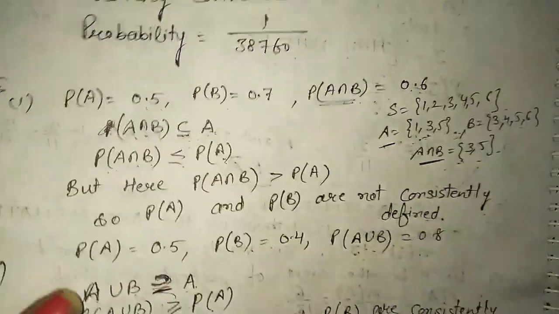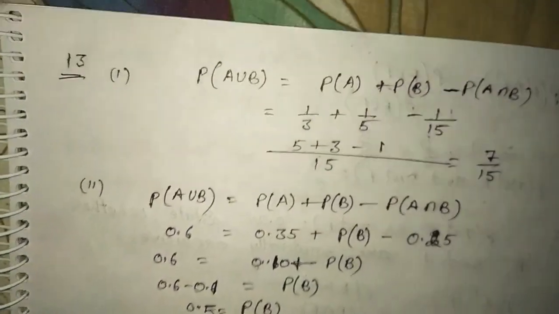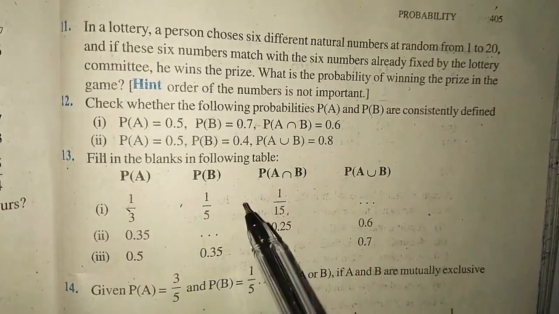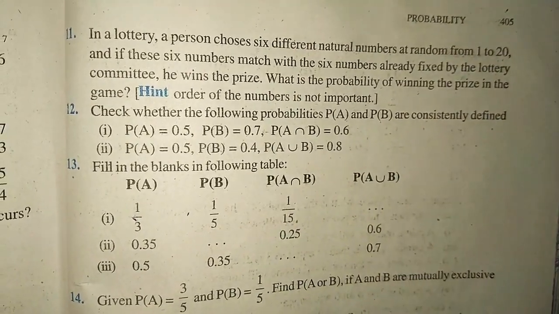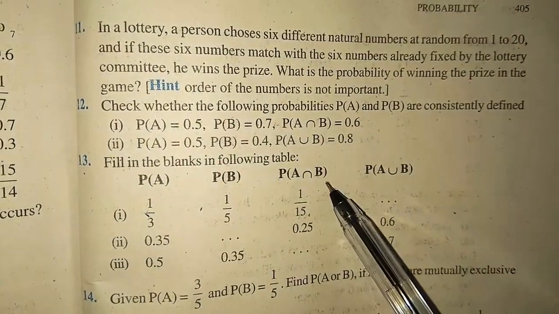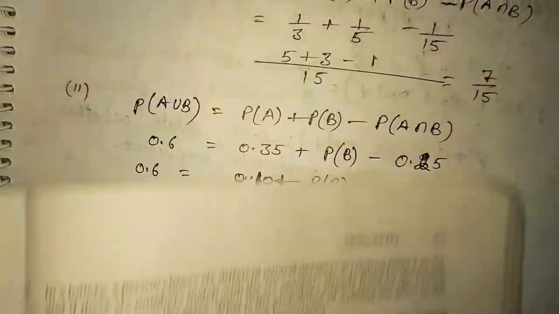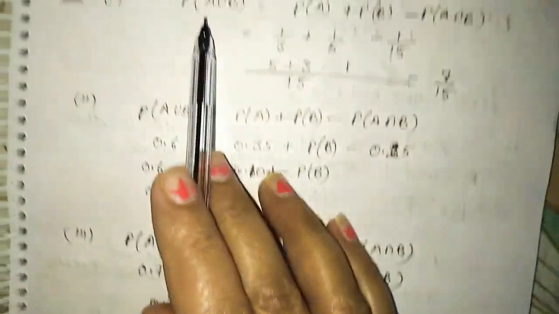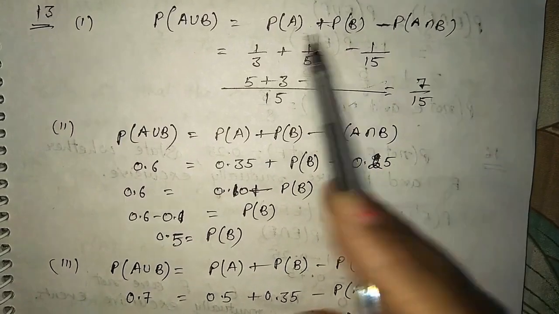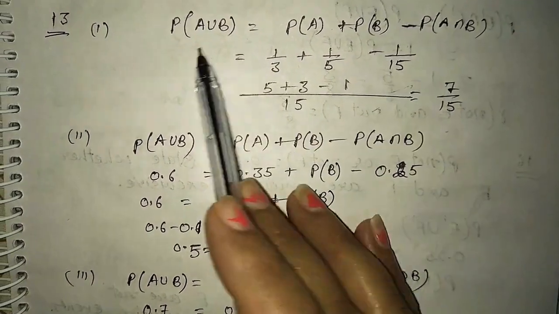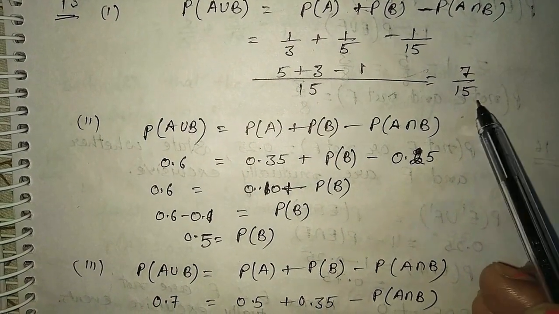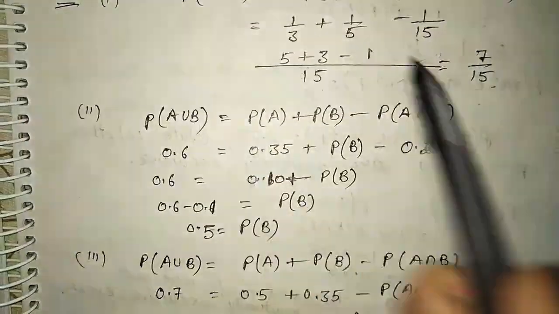Okay, these are valid. Now come to the 13th question, fill-ups. In these, 3 values are given and we have to find the 4th value by using the formula P(A union B) is equal to P(A) plus P(B) minus P(A intersection B). We have discussed this formula. These 3 values are given and we have to find P(A union B). After taking the LCM, we will get 7 upon 15.